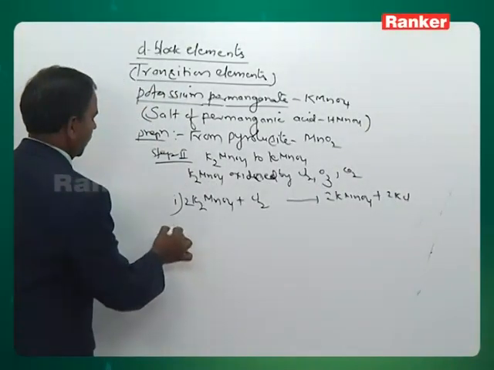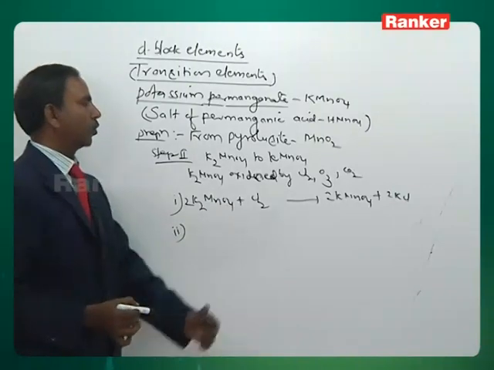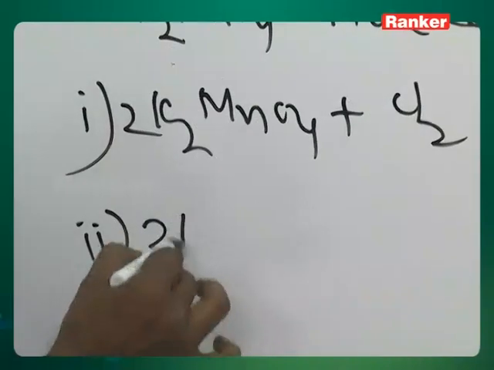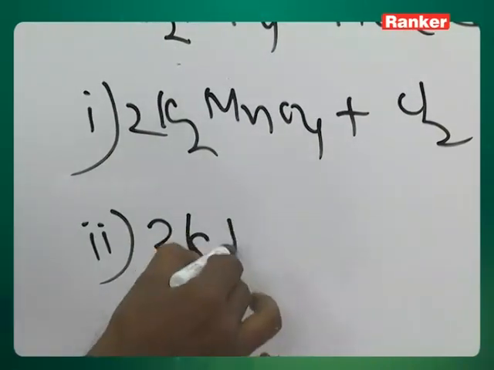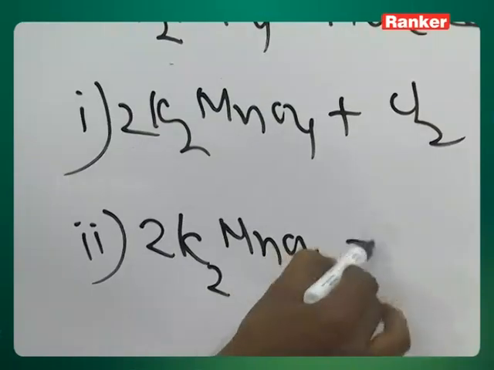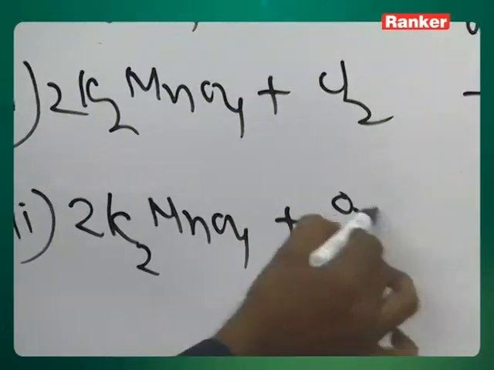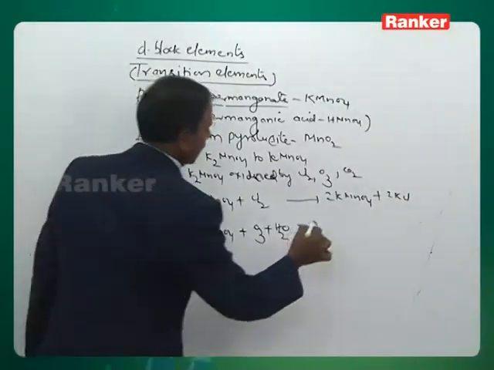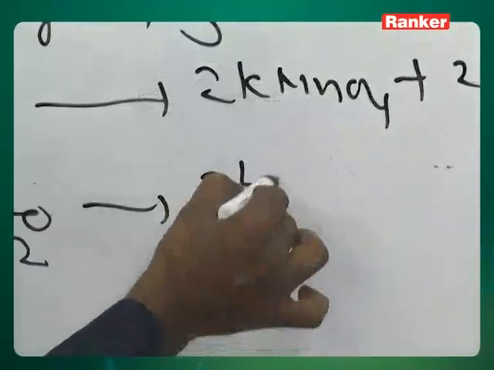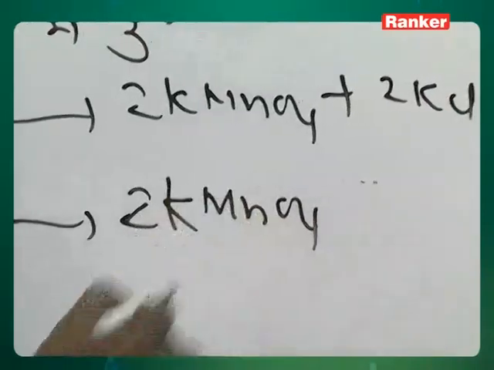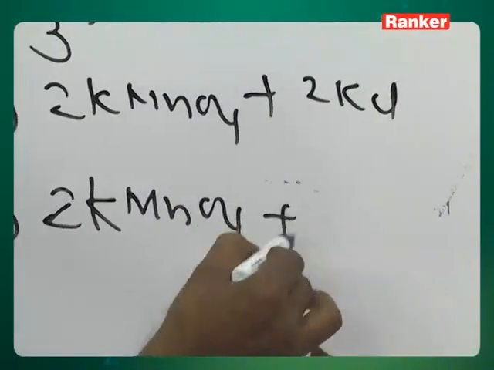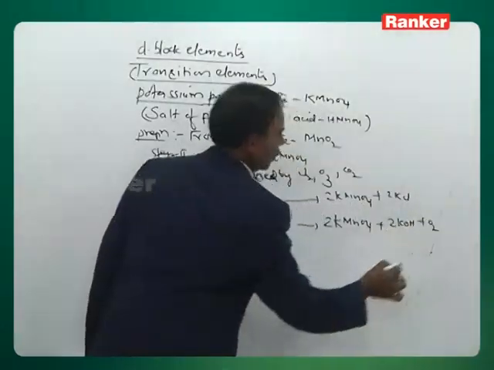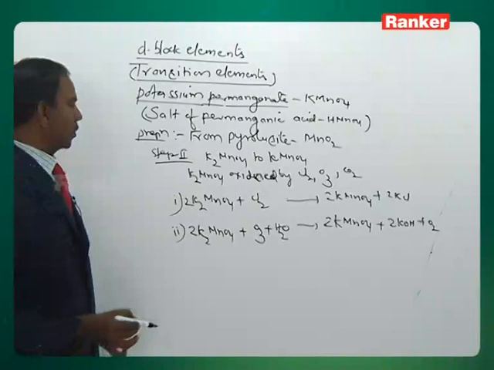Similarly, second way of conversion of potassium manganate to potassium permanganate is by oxidation with ozone. 2K2MnO4 plus ozone in presence of water, then also you get potassium permanganate, 2KMnO4 plus 2KOH plus O2.